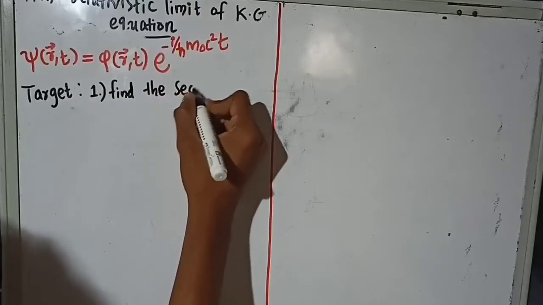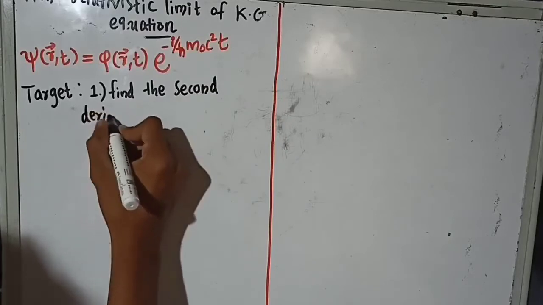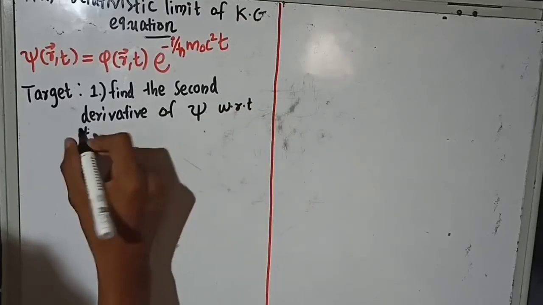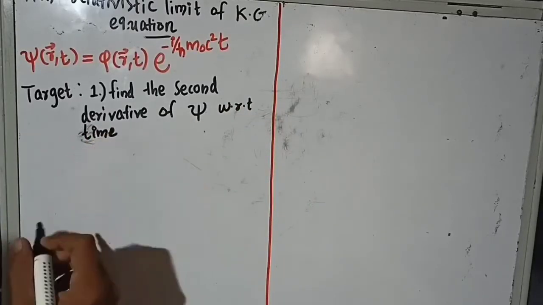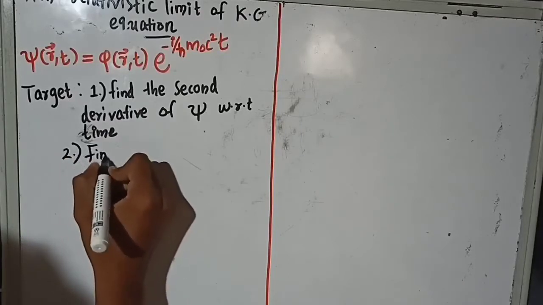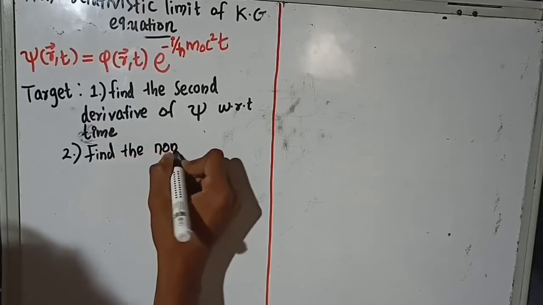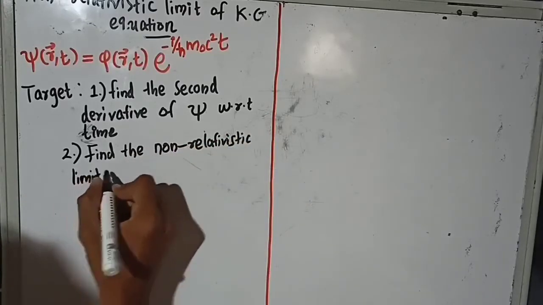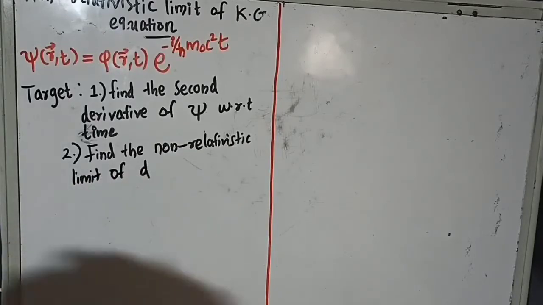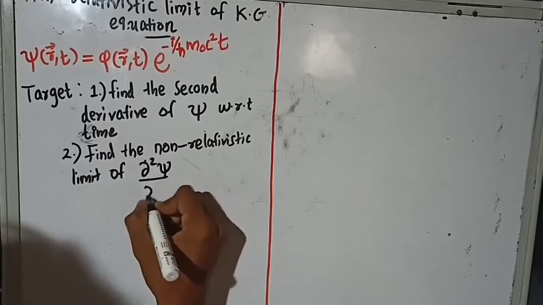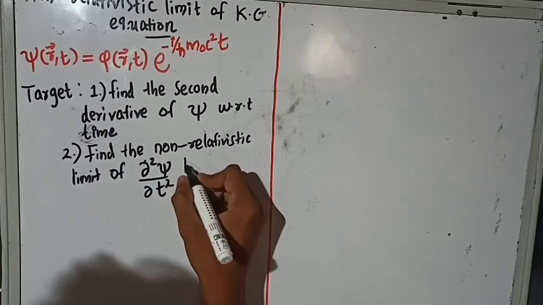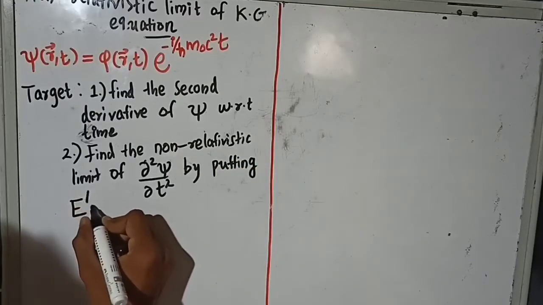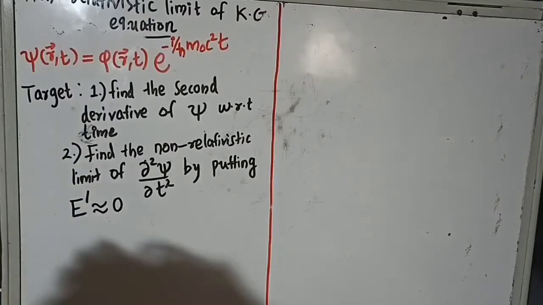For that, at first, we need to find the second derivative of the free particle wave function psi with respect to time. Then we need to find the non-relativistic limit of this second derivative of the wave function with respect to time by putting E dash is equal to 0.